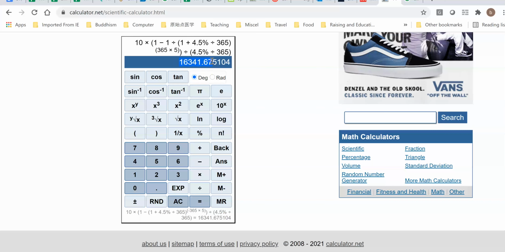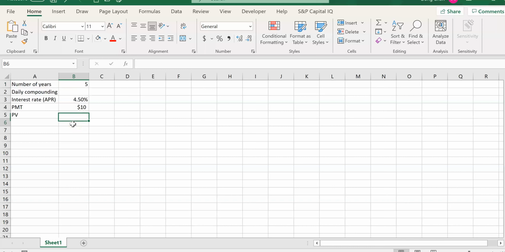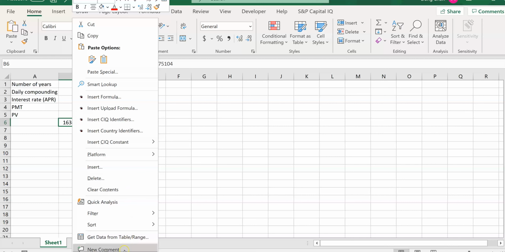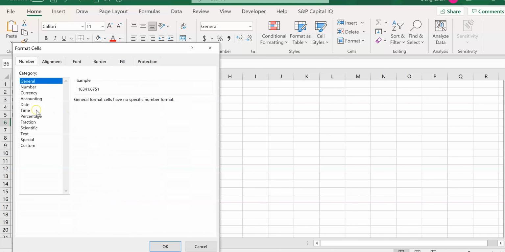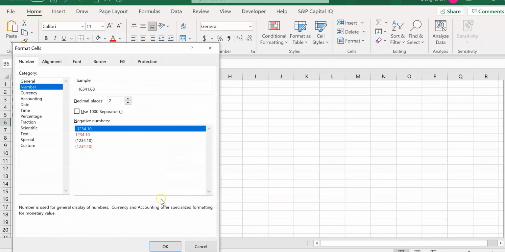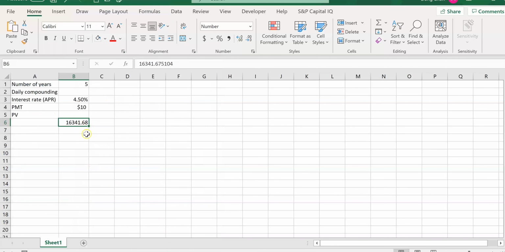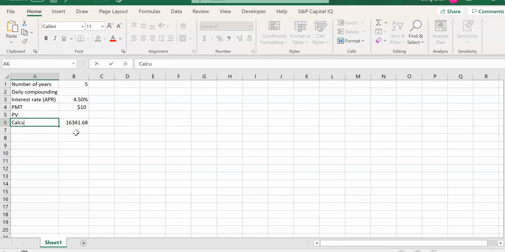So let me just copy that number here and see whether we will get the same answer later. So this is what I got from the calculator. If I keep this to be 2 decimal places, by formatting the cells, keeping 2 decimal places, I get this number. So this is what I got from the calculator.